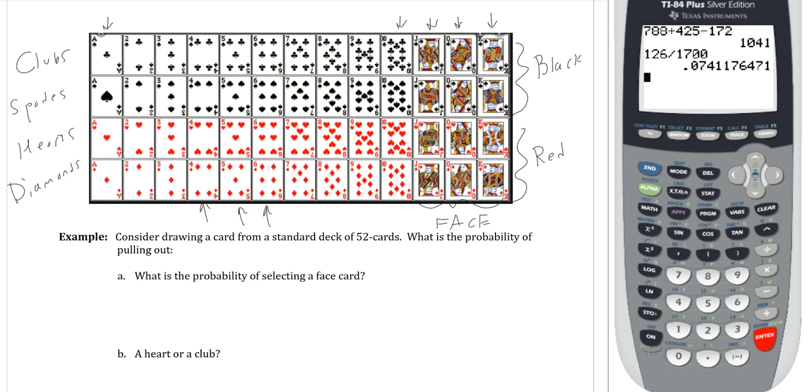All right. Overall, with the deck of 52 cards, we're going to answer some questions. So consider drawing a card from a deck of 52 cards. What is the probability of selecting a face card? Well, the probability of the face card should be how many face cards out of the total 52 cards. If you notice, the face cards are these ones here, the ones that have faces on them. There's 3 for each set, making overall 12. So that's 12 out of 52.